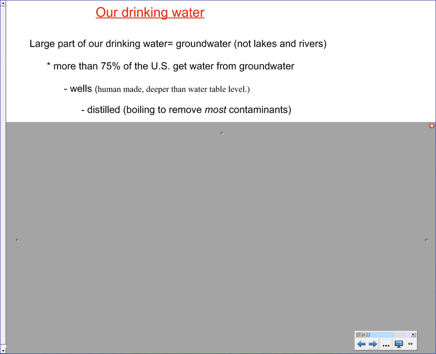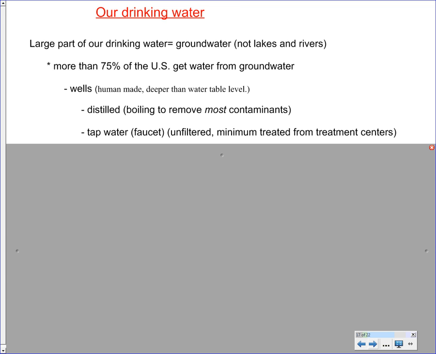We have two options. One, we can get it distilled from the store, which gets it from wells as well, and they distill it by boiling it, and then they bottle it up and put it in the stores. Or you can boil your own water and distill it, and that removes most contaminants. Other than that, you can also use tap water.